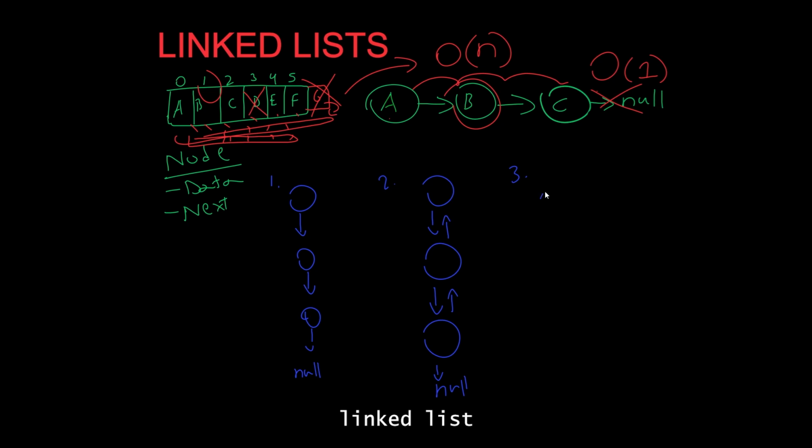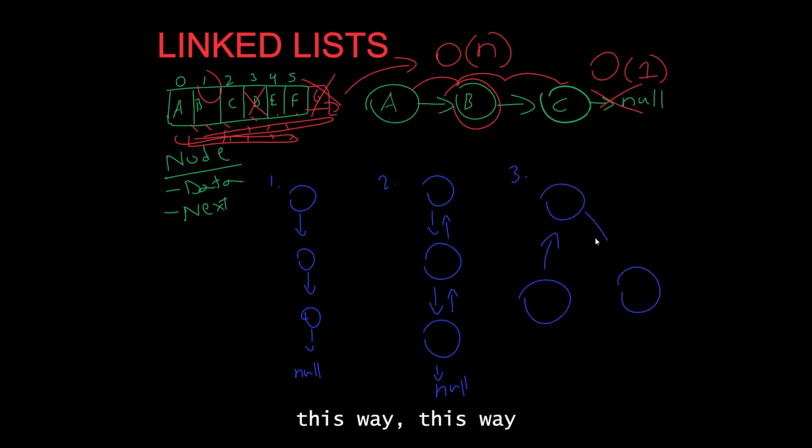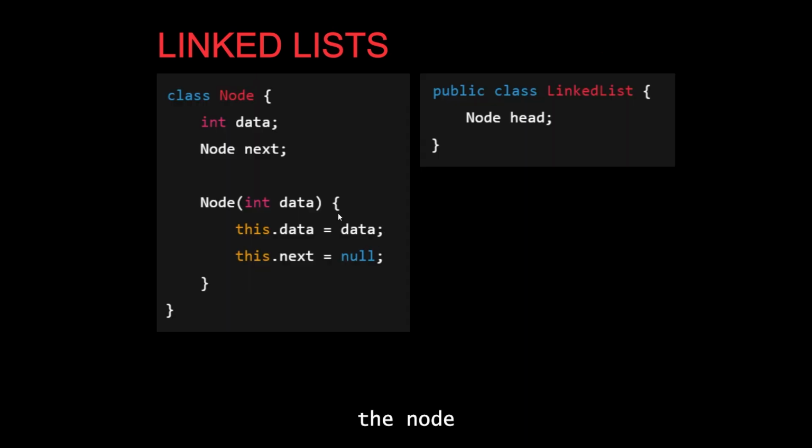And a circular linked list is a bit different. So if we had three things, we could go this way, and then this way, and then it goes in a circle like this. Now remember that node I was showing you?